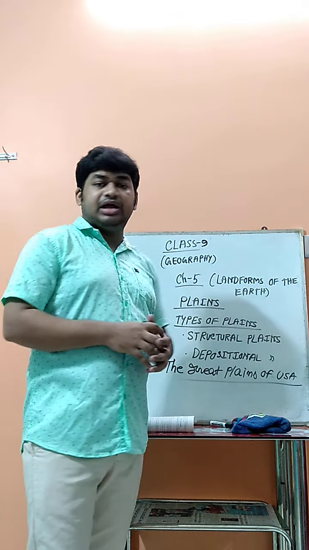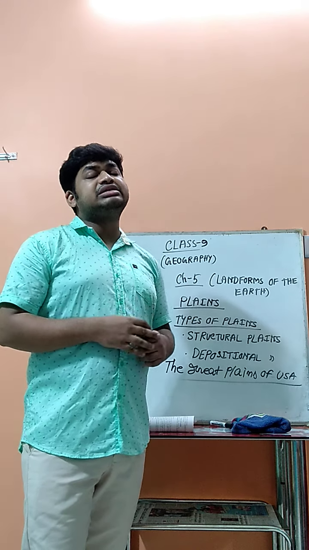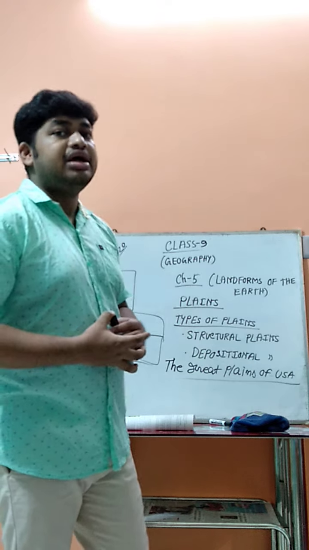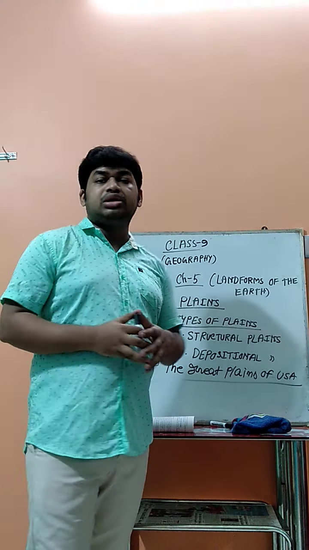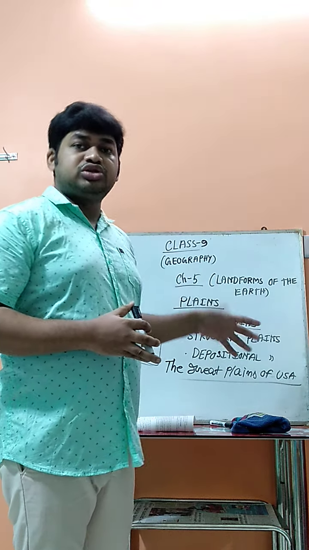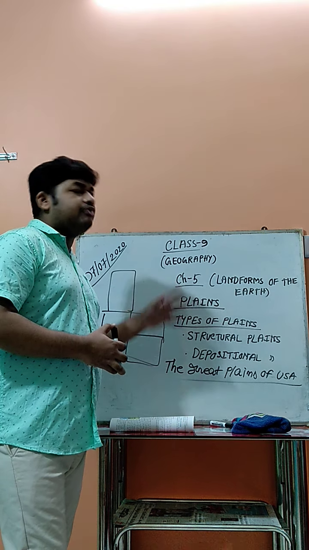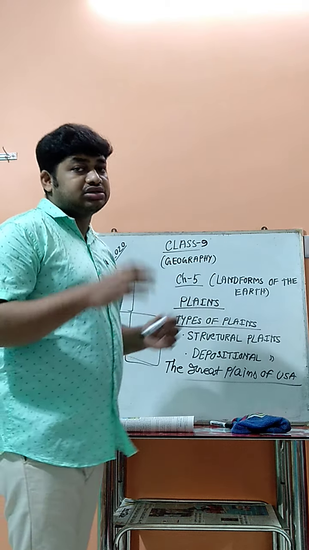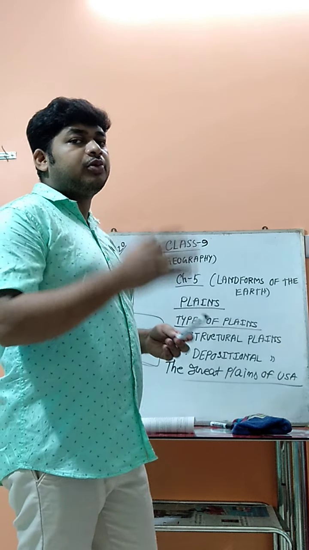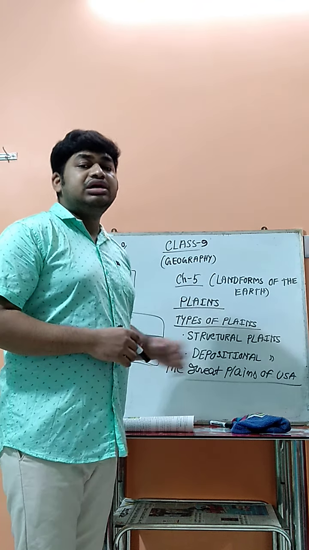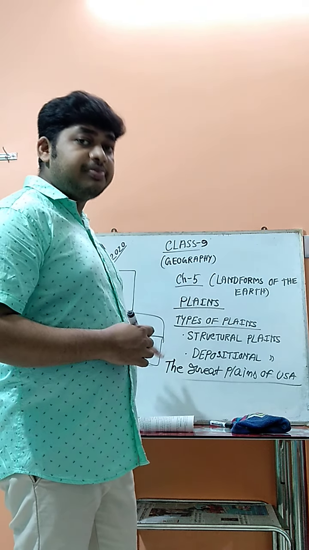Second one is the drift plain. Those plain regions that are formed due to the depositional process of the glacier are known as the drift plain. So again I repeat, what is the drift plain? Those plain regions that are formed due to the depositional process of a glacier are known as the depositional plain or drift plain.